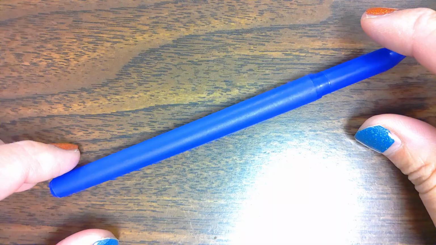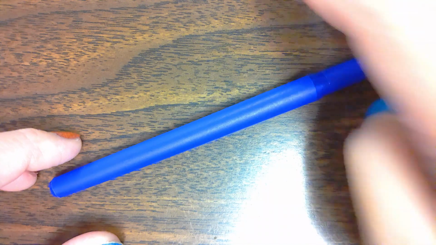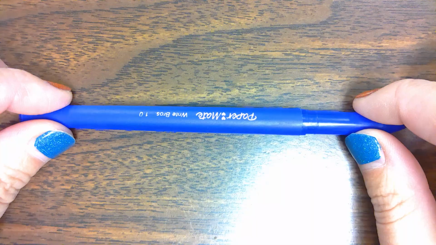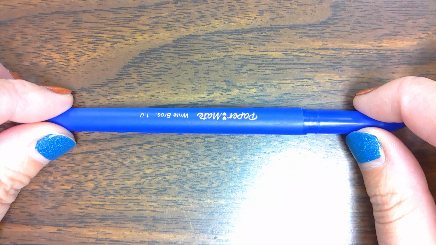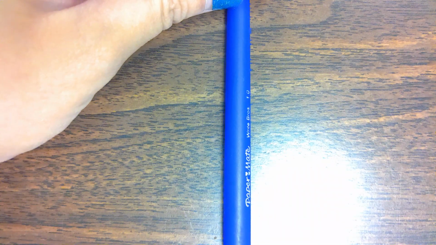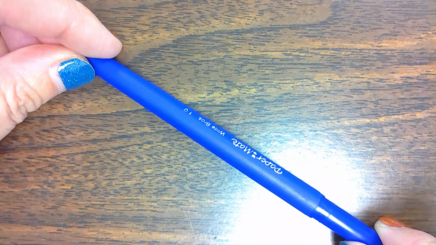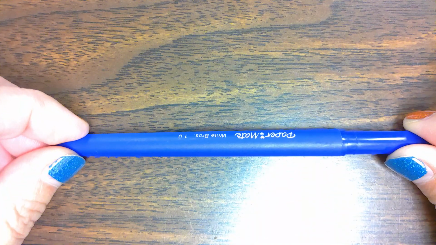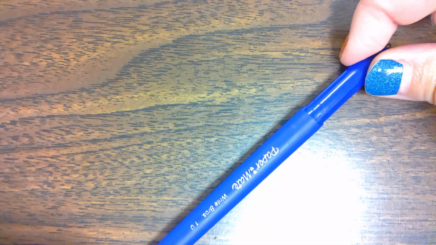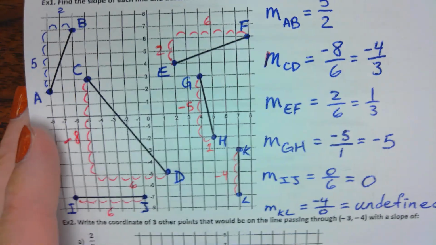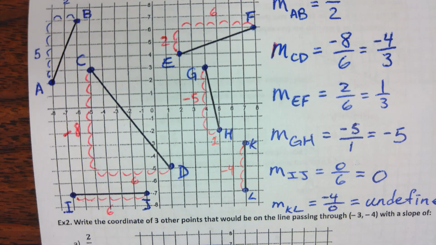Okay, let's try like the whole class. This. Everyone. Positive. Nice. This. Horizontal line is 0. Undefined. Undefined. And last one, positive. Good.